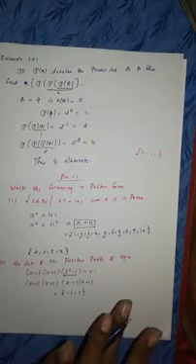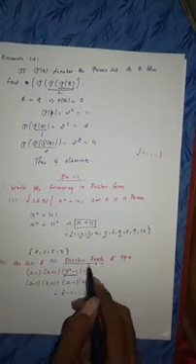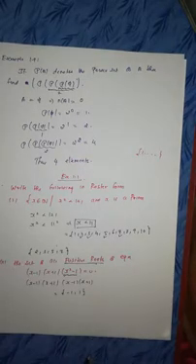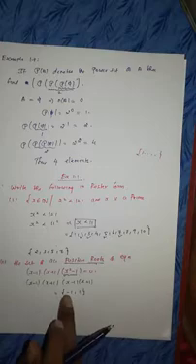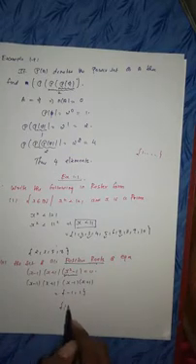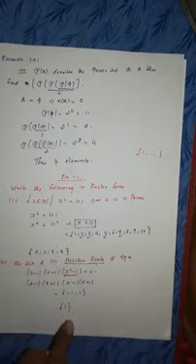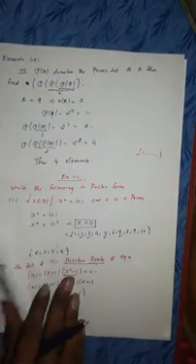Clear? But in the question it is given that it should be a positive root. So the answer will be only 1, since 1 is positive and minus 1 is negative. So the answer is just the singleton 1. So the answer for the first is 2, 3, 5, 7, and for this one it is 1.